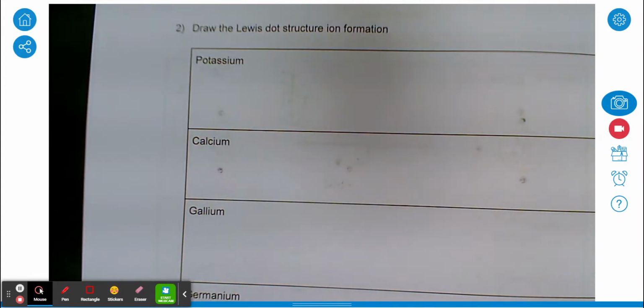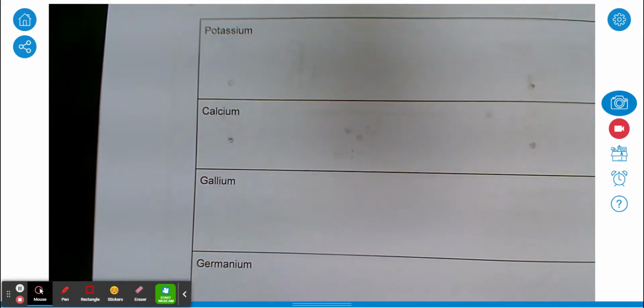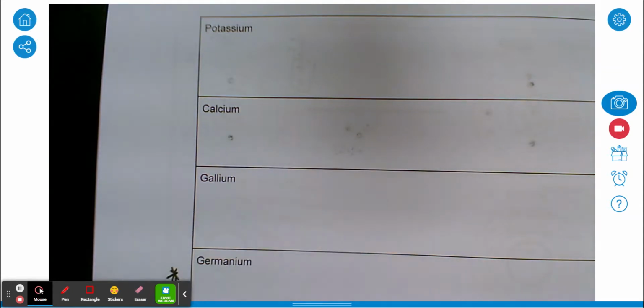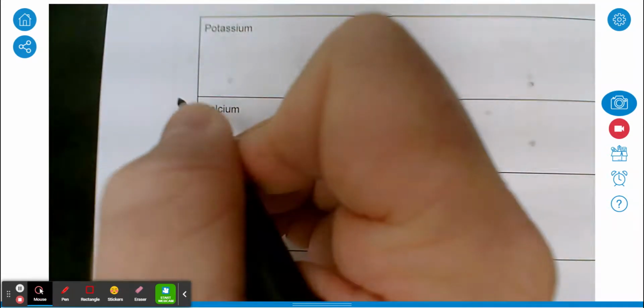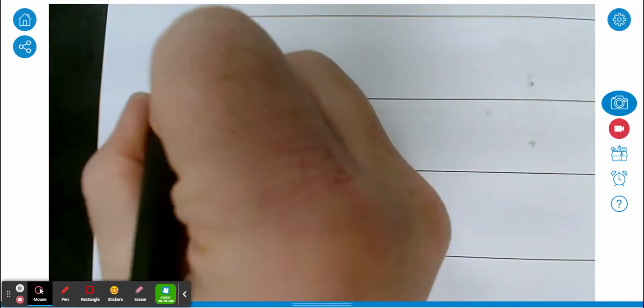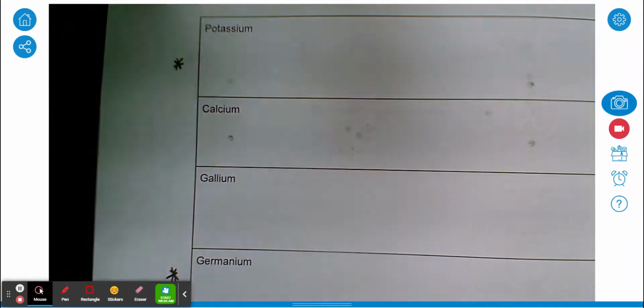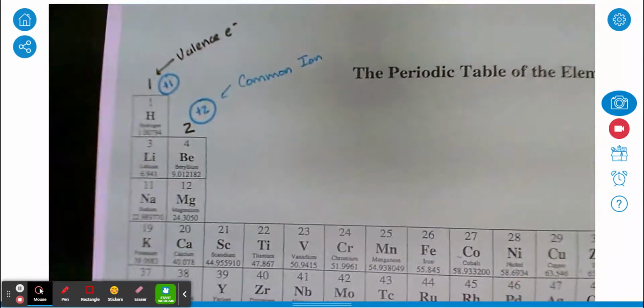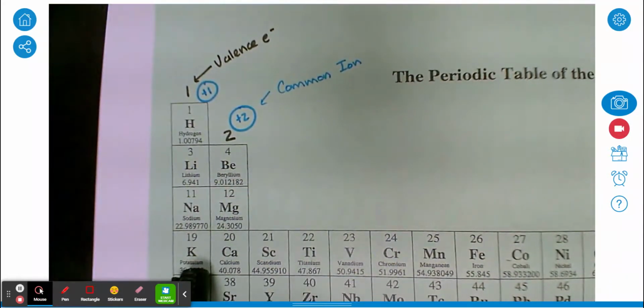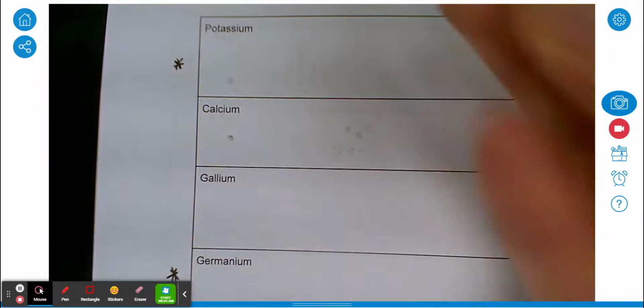Okay, section 2 is the shortcut. So same thing except for now you can do the ion shortcut. We'll go ahead and do 2. We'll do germanium and we'll do potassium since it's first. Okay, potassium. First thing, you got to find it on the table. Potassium. Column 1, 1 dot, 1 valence electron.